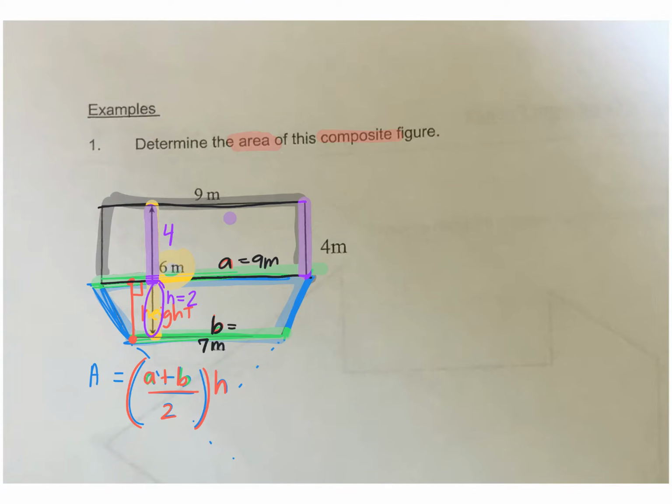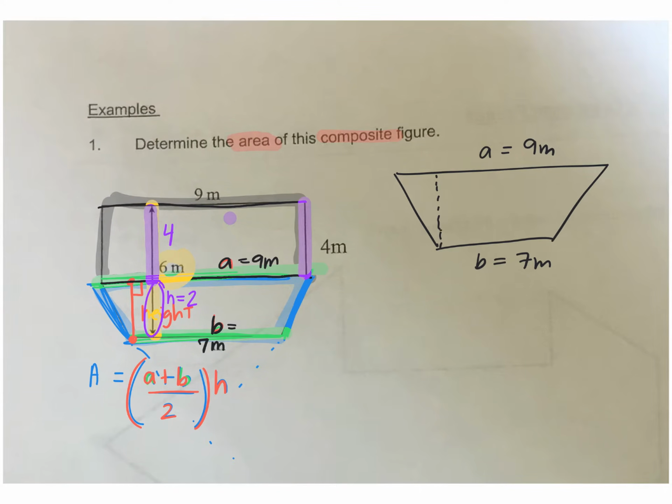I'm going to redraw this trapezoid here because it looks a little bit confusing. So the height is 2? Yep, the height is 2. A is equal to 9, B is equal to 7, and the height is equal to 2 meters. Does that make sense? I don't care about this, and I don't care about this, because the formula for a trapezoid is (A plus B) divided by 2, and then multiplied by the height.